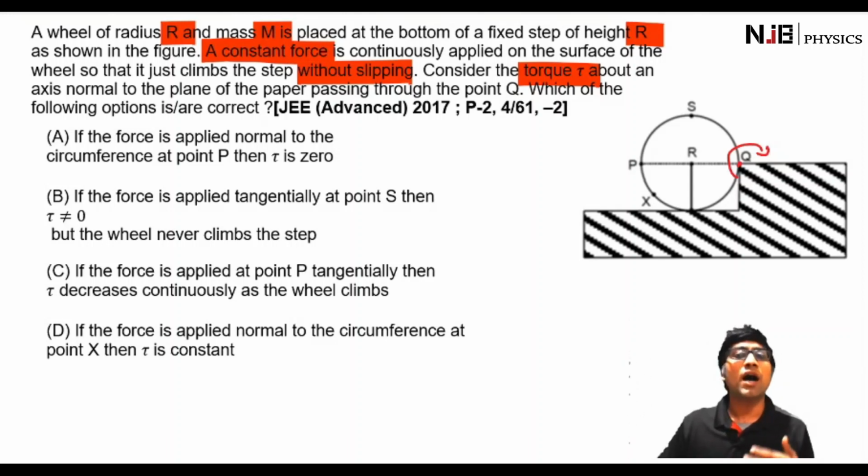Well, which torque are they talking about? They are talking about the net torque on this rigid body as the wheel climbs up the stairs about the axis of rotation. So we have to comment about which of the following options is or are correct. So let's look at these options one by one.